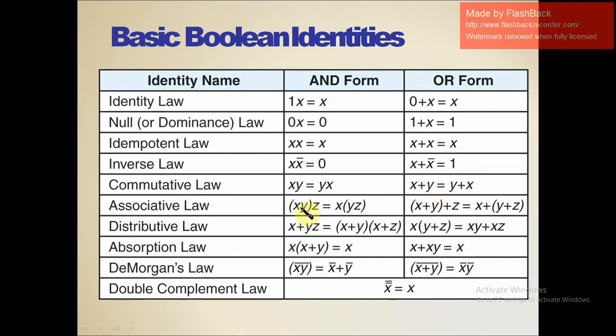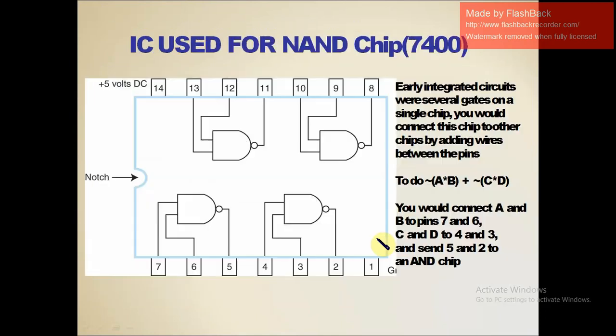Associative law: in brackets xy, then z outside the bracket, is equal to xyz. Same for OR form, x plus y plus z is x plus y plus z. The distributive law is given in tabular format. Same for De Morgan's law and the double complement law, that is x double bar is equal to x. It is a very important law for evaluating logical expressions. We will solve these in the next videos also.